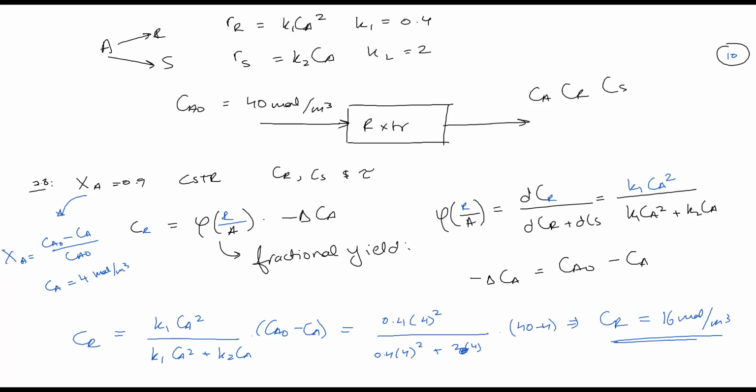It's asking for CR, CS, and tau. So you have all the concentrations, you can get tau easily. So tau in a CSTR, let's write it here: tau is CA naught XA over minus RA, or you can do all the calculations in terms of R or in terms of S. You can get the tau for this problem. Okay.